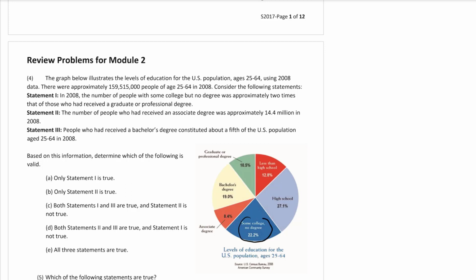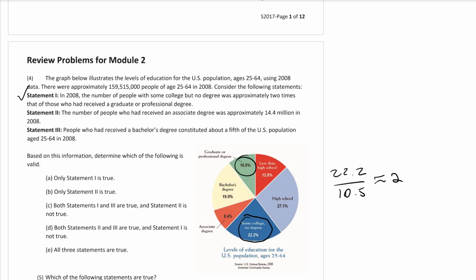So some college is 22%, and we are comparing this with the graduate or professional degree, which is right here. And it is approximately 2 times. Well, if we do the ratio of 22.2 divided by 10.5, you can see that it is about twice as many. So that statement is true. Let's put a check mark to it.